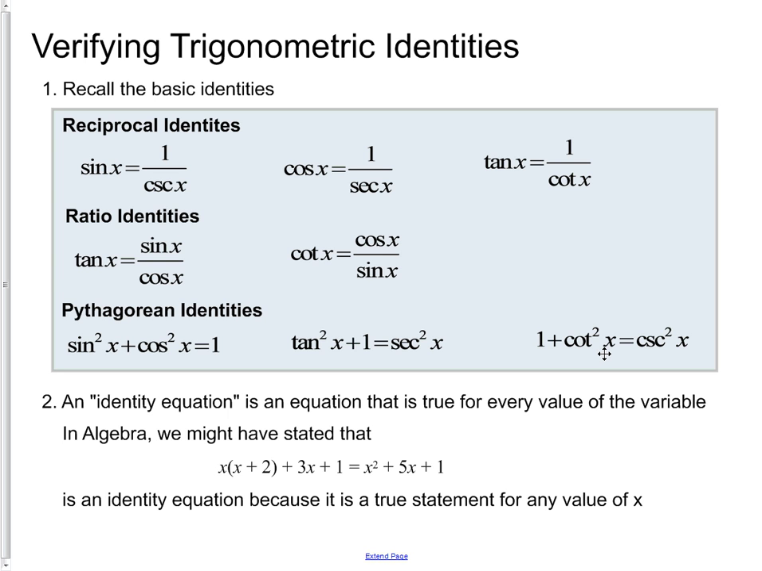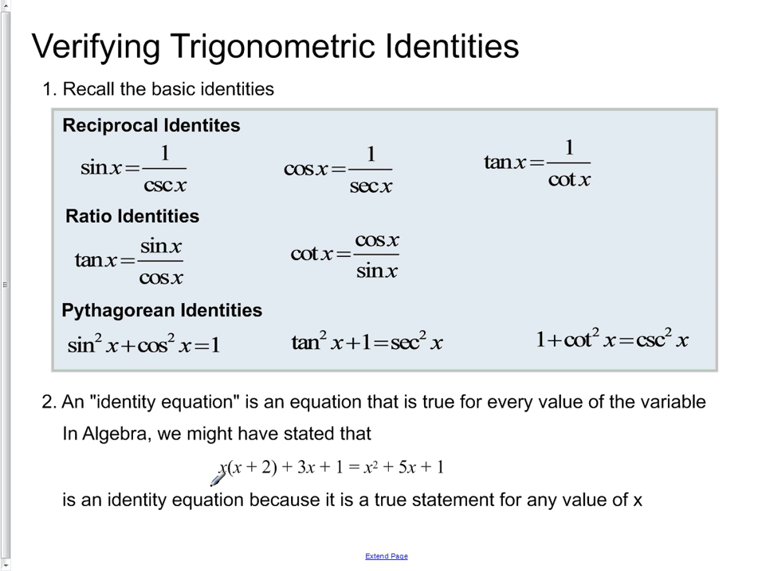An identity equation is the kind of equation that will be true for every value of the variable in the domain of that function. In algebra, we might have stated it this way, that x plus 2, x times x plus 2 plus 3x plus 1 equals x squared plus 5x plus 1 is an identity equation because it's always true. How do we know?